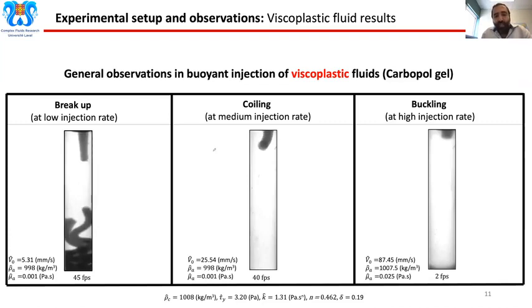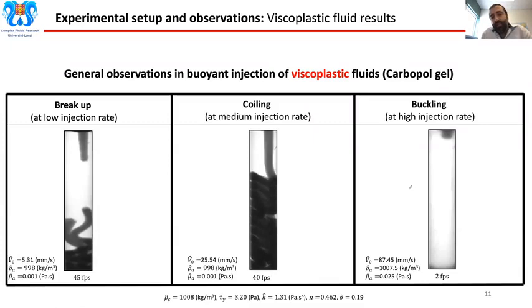At medium injection rate, the movies are sped up, as I mentioned. The viscoplastic fluid safely reaches the pipe end, and it does not break. It sits on the end of the pipe and starts coiling at a frequency that is more or less constant.